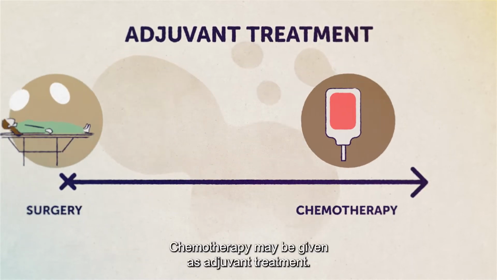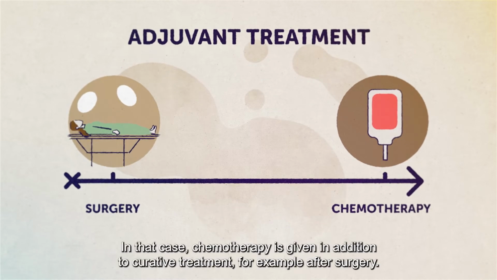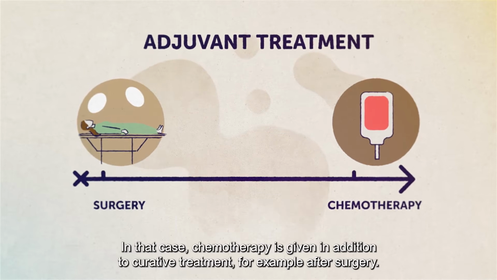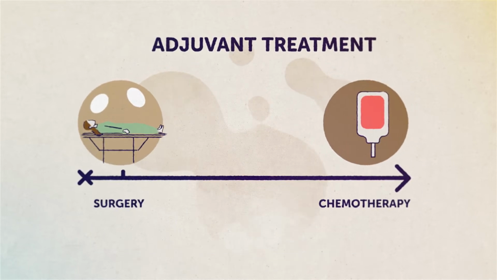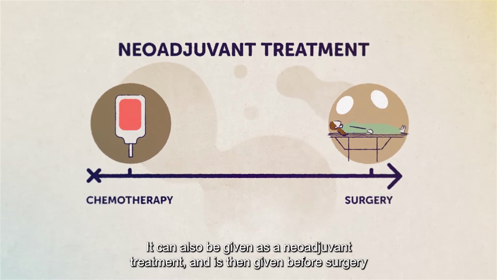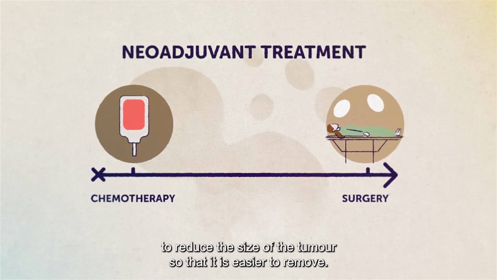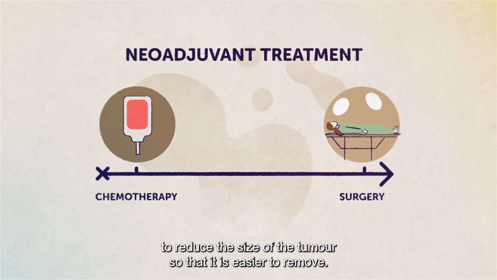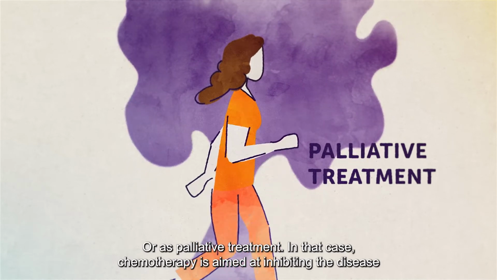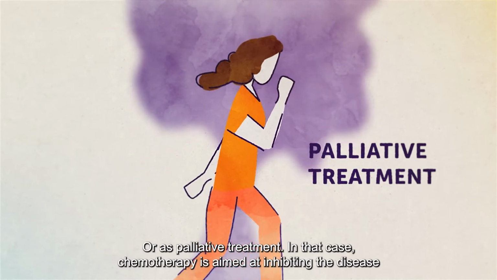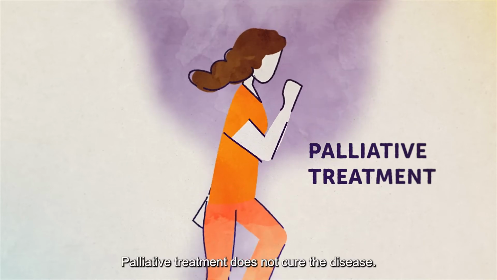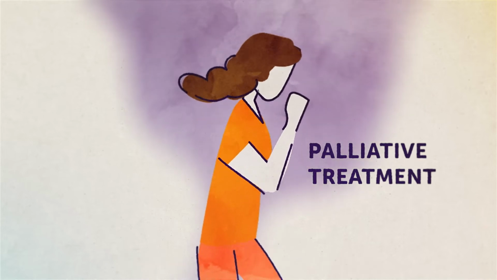Chemotherapy may be given as adjuvant treatment. In that case, chemotherapy is given in addition to curative treatment, for example, after surgery. It can also be given as a neoadjuvant treatment and is then given before surgery to reduce the size of the tumor so that it is easier to remove, or as palliative treatment. In that case, chemotherapy is aimed at inhibiting the disease and alleviating or preventing symptoms. Palliative treatment does not cure the disease.